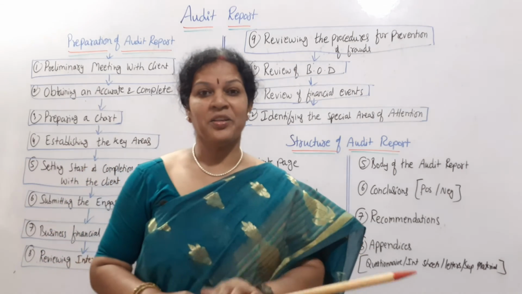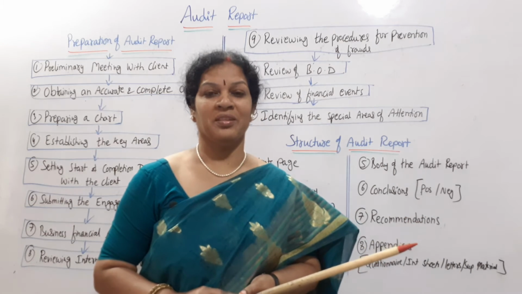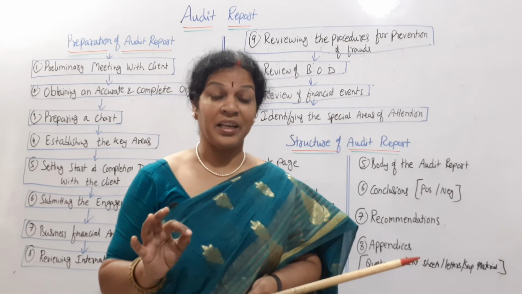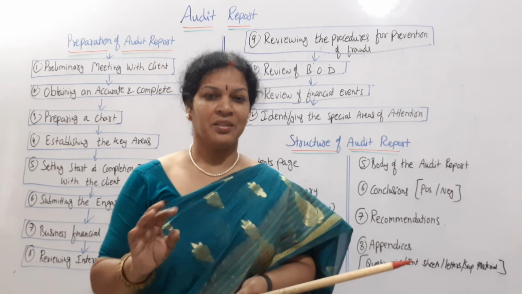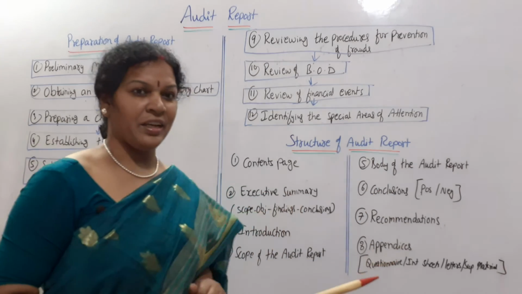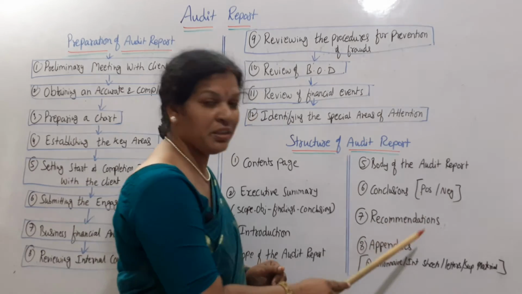To write the audit report, the auditor should have command over the language also. He must use the correct words, crisp words and language without any mistakes. So that is also required. So in the conclusion, lastly he has to give whether it is positive or negative. Then the seventh point is recommendations.